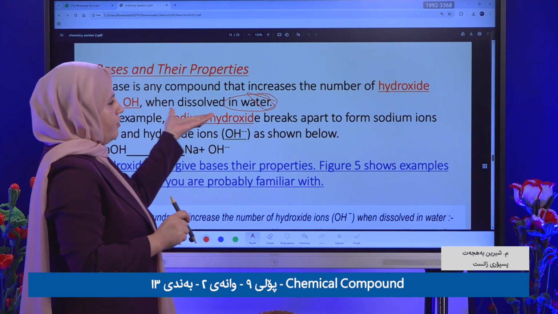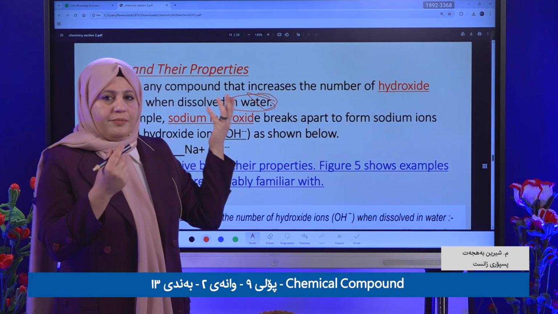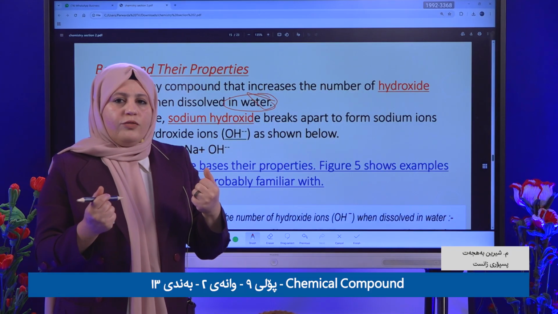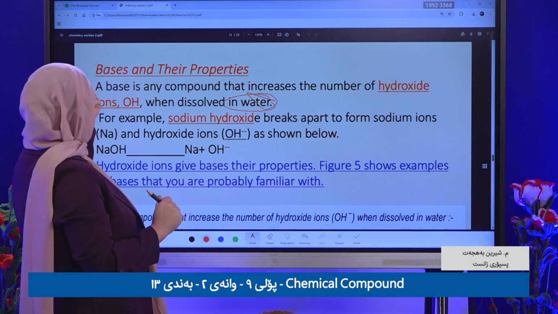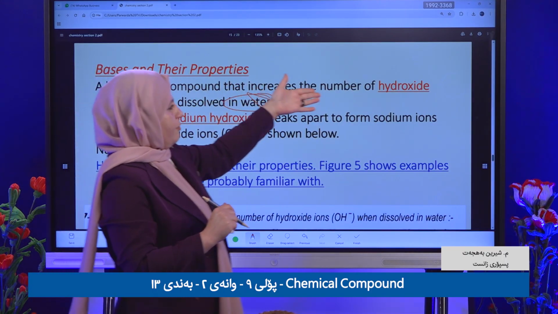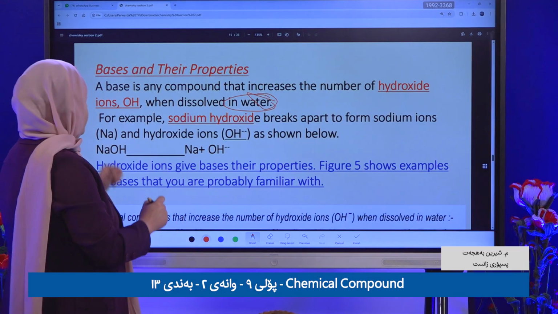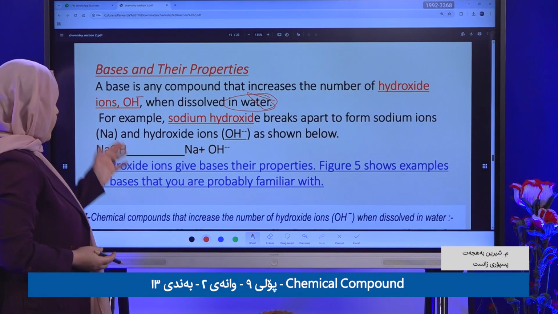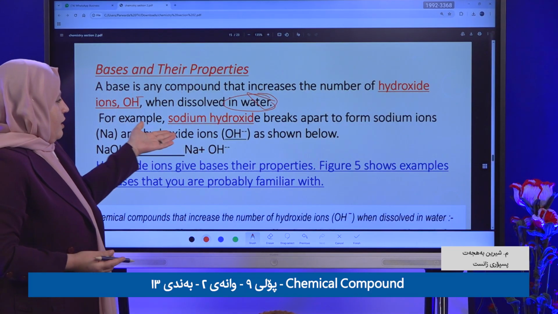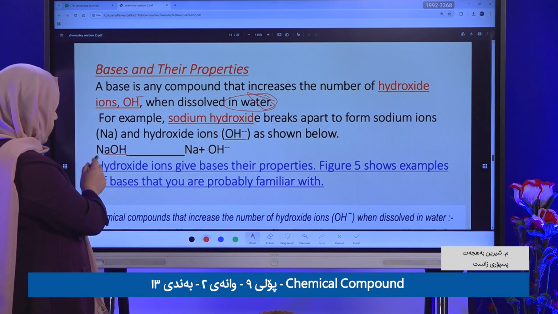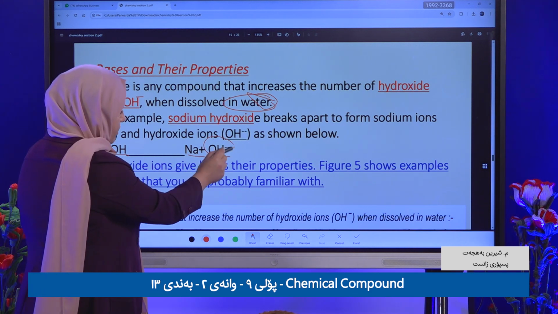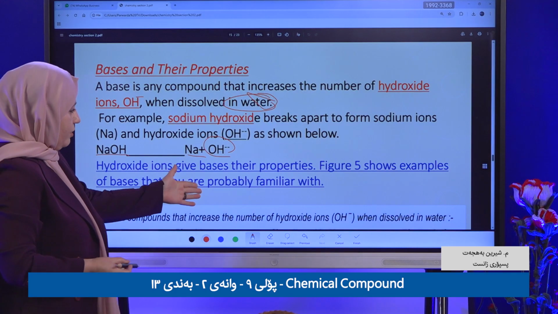A base forms what when dissolved in water? Hydroxide ions. But if you compare with an acid, when dissolved in water it increases the number of hydrogen ions. But when a base is dissolved in water, it increases the number of hydroxide ions, which is OH negative. For example, NaOH breaks apart to form sodium ion and hydroxide ion. Hydroxide ion is a very important property.